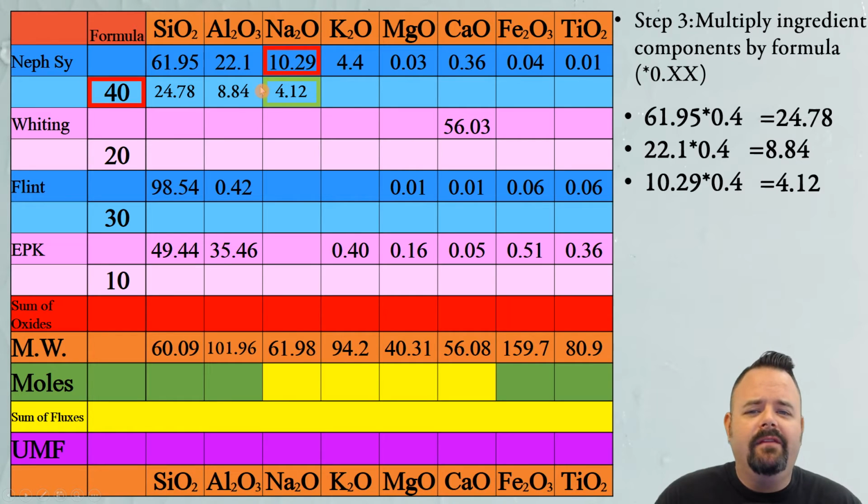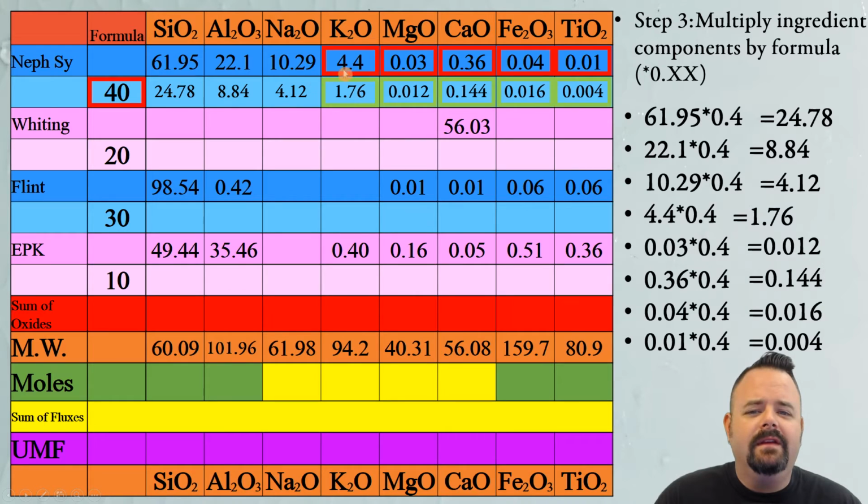But we're going to go ahead and finish off each individual component at once. So here's the rest of the glaze again, multiplying each component by the amount of the material in the glaze with that moved decimal point. So here are all the individual components and we've written them down. So now nepheline syenite is done. We move on to whiting.